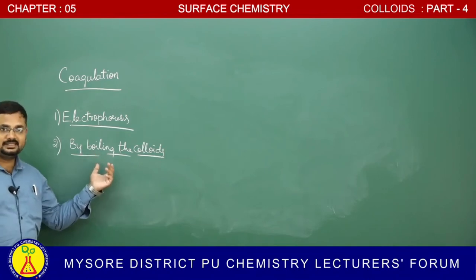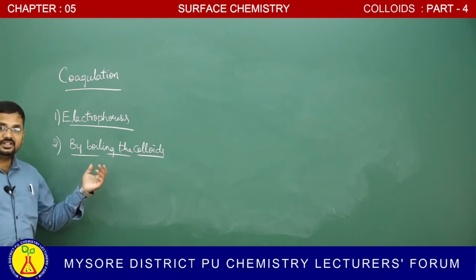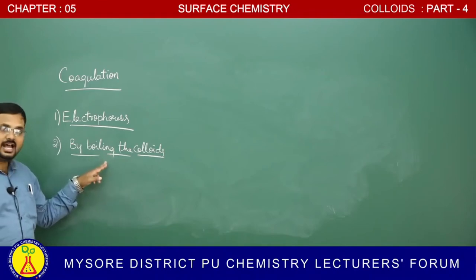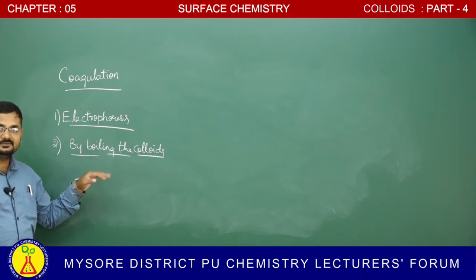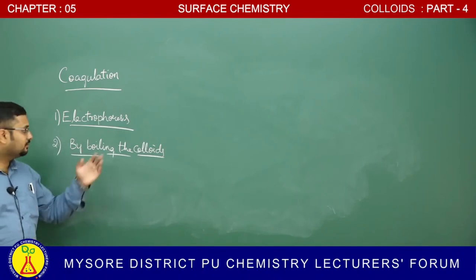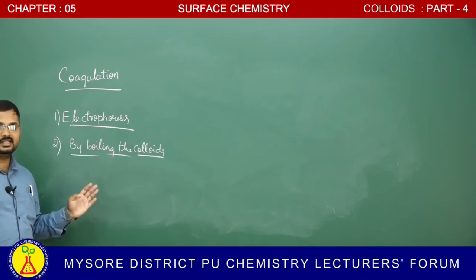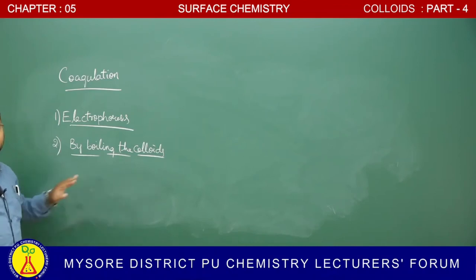Collision between the colloidal particles and the dispersion medium particles increases. When collision increases, the charge on these colloidal particles will be eliminated. Once the charge is eliminated, they start coagulating, and coagulation means they convert into precipitate. Finally, it will be settled down. Everything settles, therefore it is called unstable. There is no stability.